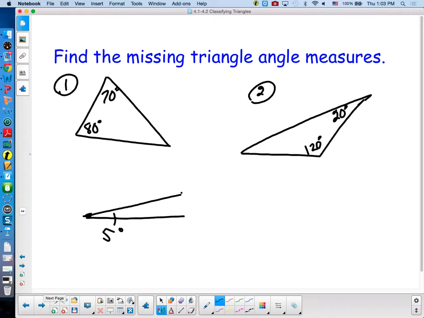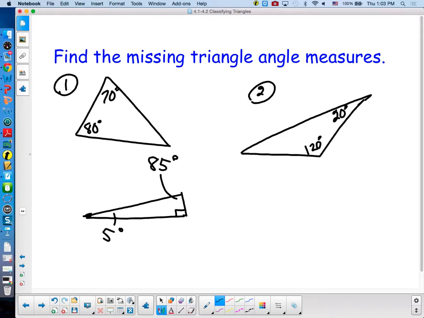Okay, and let's say this one's even 90. What's this last angle? 85. So yeah, you can have angles that are less than 10 degrees. It's not a very big angle.